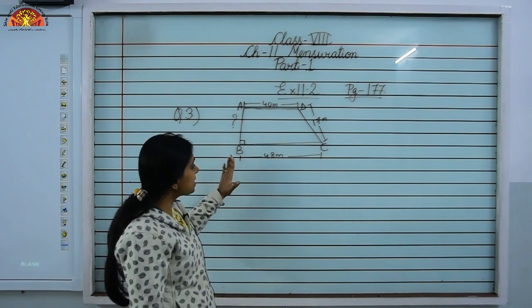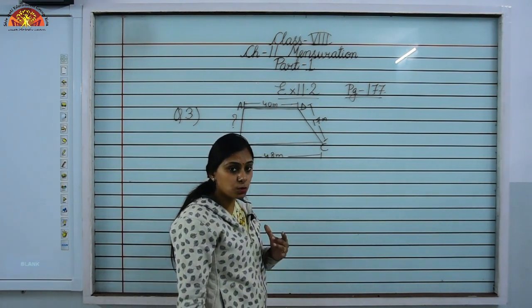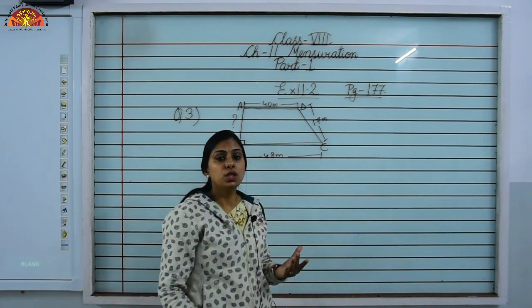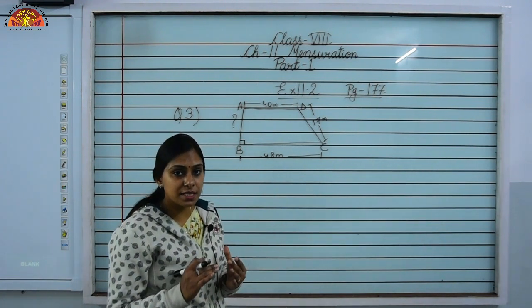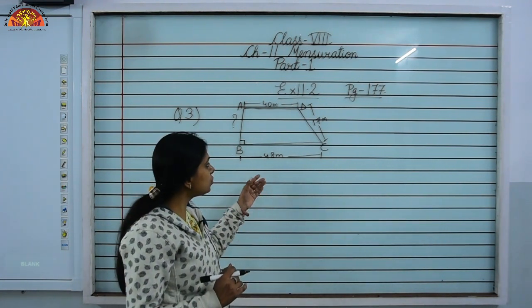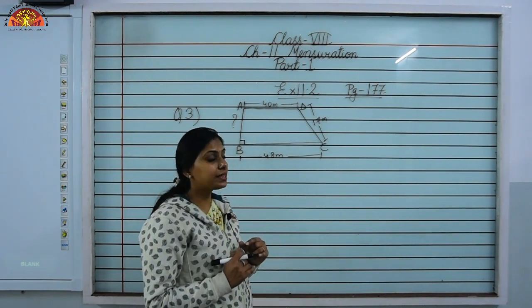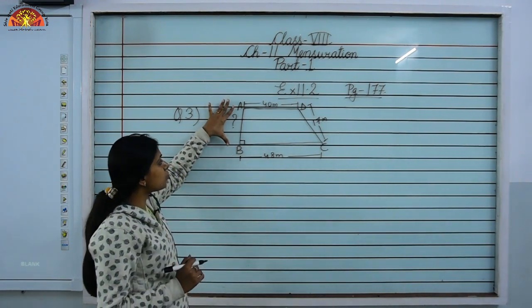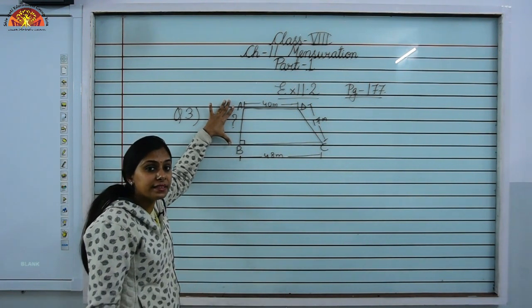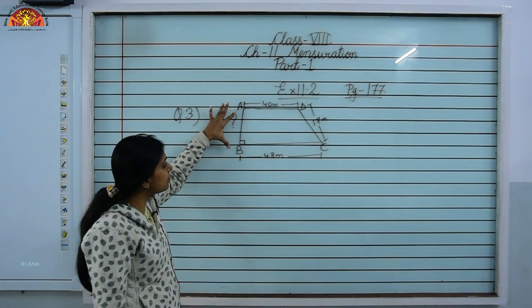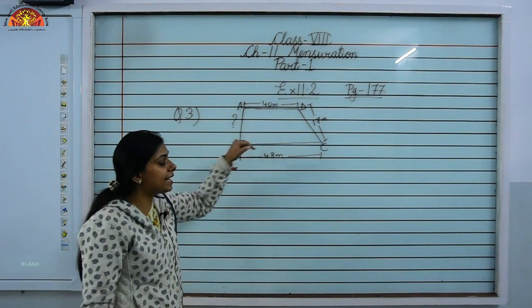meter and its three sides' measurements are given to you. And as you know, to find the area of a trapezium, the formula is half into sum of the parallel sides into distance between them. So you can say distance is not given, that means you have to find the AB, that is the distance between the parallel sides AD and BC.